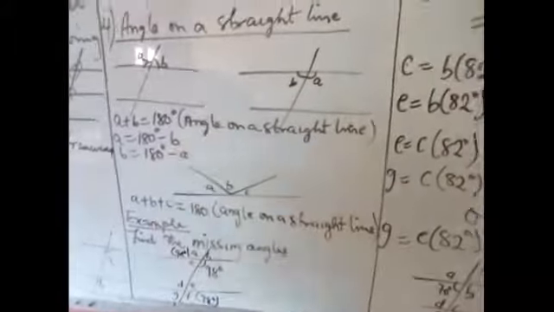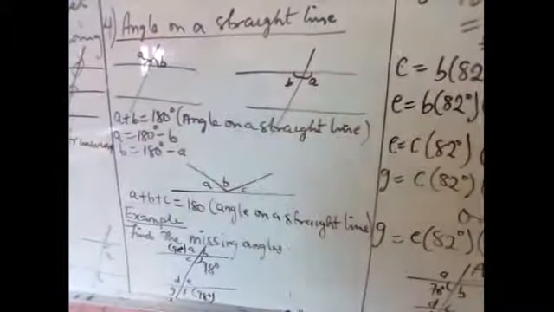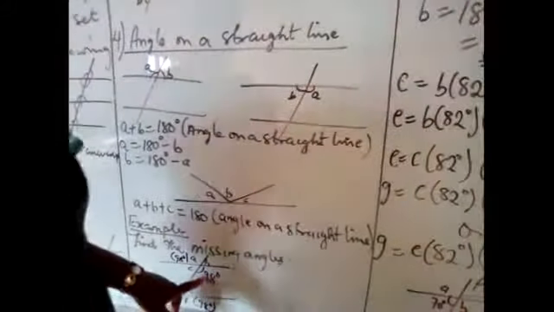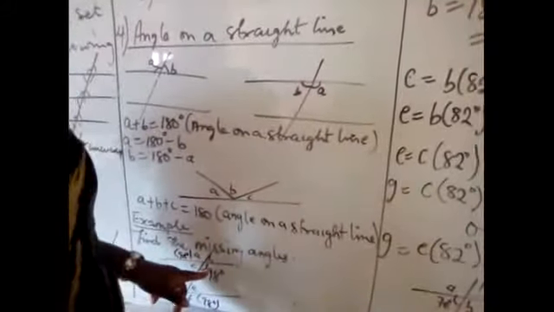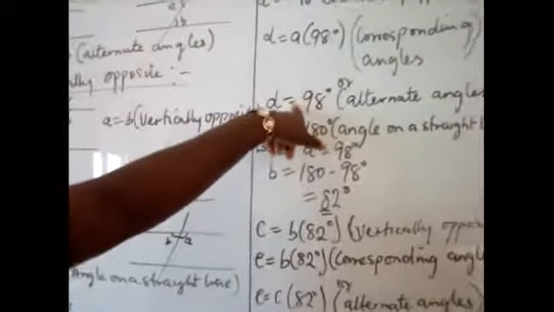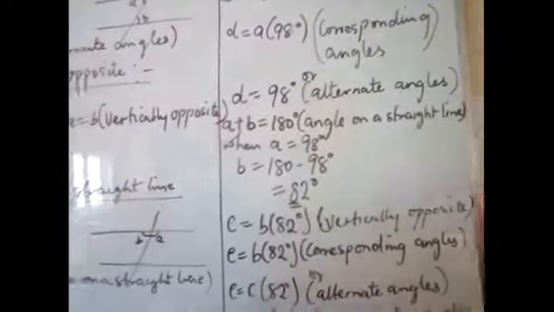We ask ourselves, we found A, we found F, and we have 98. What again can it help us to find? When you look at this F, you see that F and this D, they are vertically opposite. And 98 again can even help us to find D, because 98 is alternate to D. We say D is 98 degrees because they are alternate angles. Or D is equal to A.